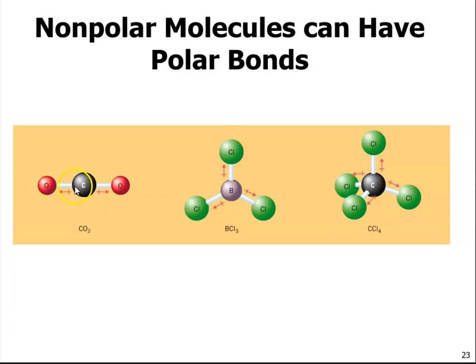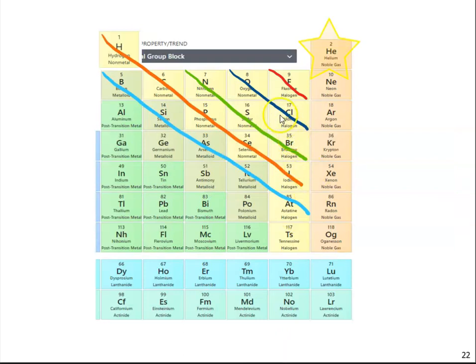So here's an example: carbon and oxygen, and boron and chlorine, and carbon and chlorine. So let's look back here quick on this chart. We have carbon and oxygen. You can see there are a couple of jumps from different lines, so we know that's going to be polar. Those are going to be polar bonds.